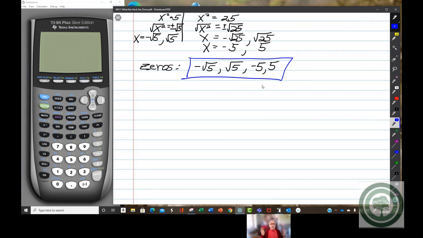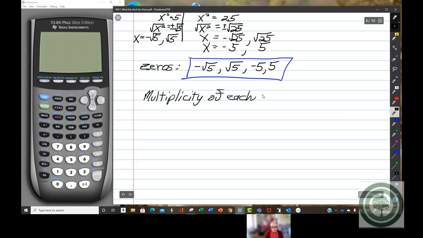And then you notice, oh my goodness, each one only occurs once. Imagine that. So the multiplicity of each zero is 1, because they only occur once. But they are real numbers. Numbers with i are not real numbers. They're in the complex number system. But all of these, you don't see a negative underneath the radical. So they're real numbers.